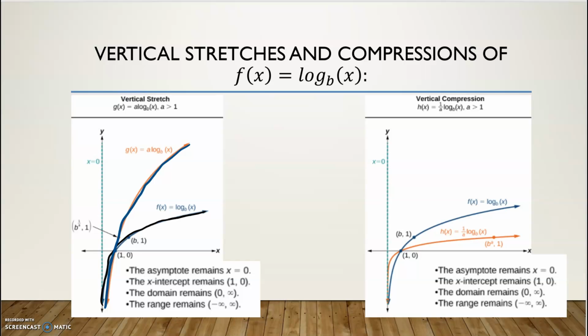Now for a compression, so here is our original function right here. So log of base b of x. Now what we would have is a between 0 and 1. Or you could say 1 over a, and a being greater than 1. That'd be the same thing. Basically, if you have a fraction greater than 0 but less than 1, and it's not a negative in front of it, we'll talk about when we have a negative in front of it, that's going to be a reflection. Okay, so if you just have a fraction in front of your logarithm, then what you have is a compression. So this would be compressed down. So your y values would be moving slowly.